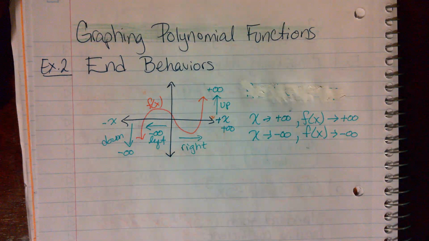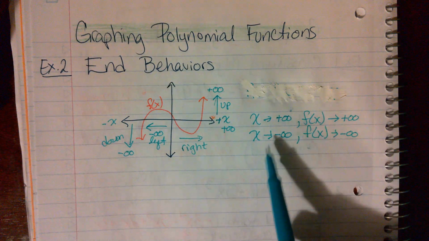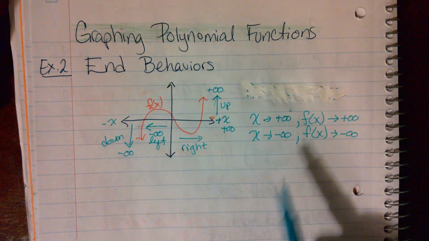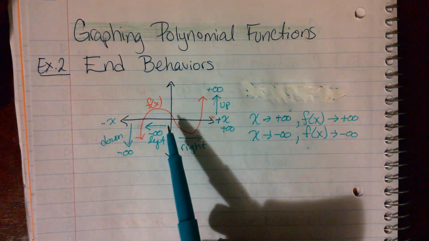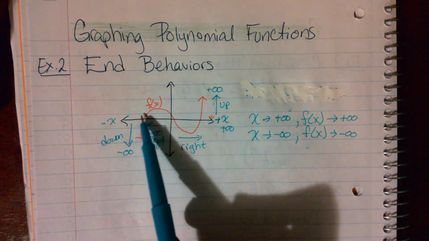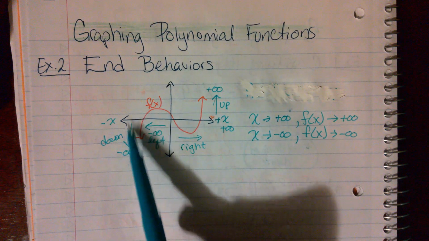And there are different ways that our book words these. We could see it as f of x approaches positive infinity as x approaches positive infinity. You might see it written out like this. You could see it written in words. The graph f of x approaches negative infinity as x approaches negative infinity, so that means we're going left and down.